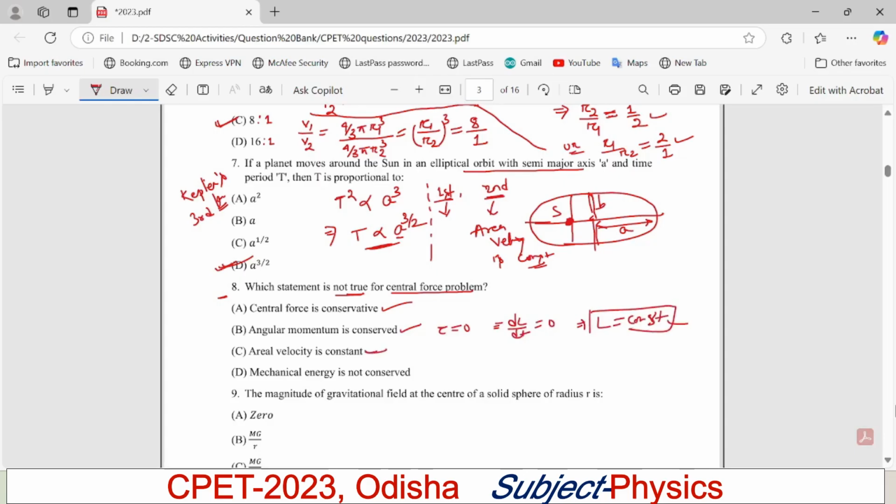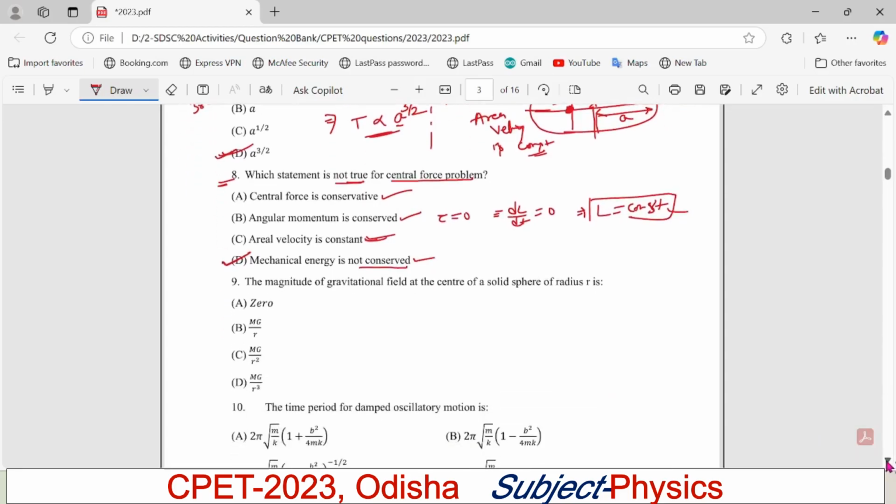Here I told you that according to the second law, this is one of the central force problems. So areal velocity is constant. This is also true. Mechanical energy is not conserved: actually, mechanical energy is also conserved, but it is given that mechanical energy is not conserved. So this is the right option for this question. Now we are going to move to the next question.